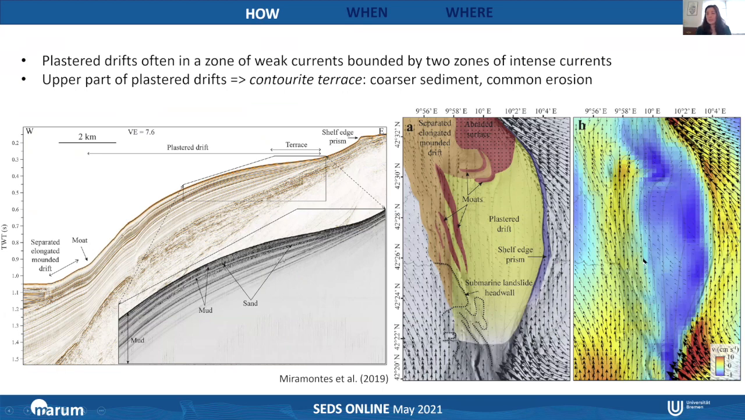And here you can see very clearly, this is an example from the Mediterranean Sea. And these are modeled bottom currents. And you can see in the middle of the plastered drift is where the currents are the weakest. And then there are two zones above and below this central part where the currents are strong.